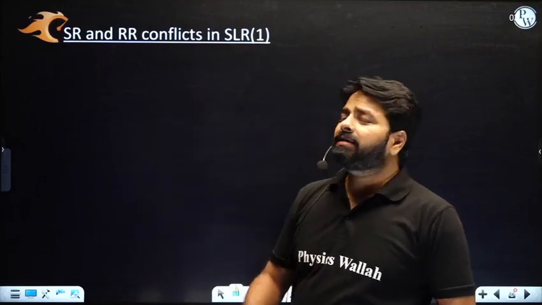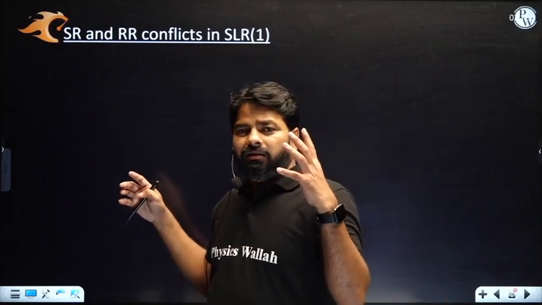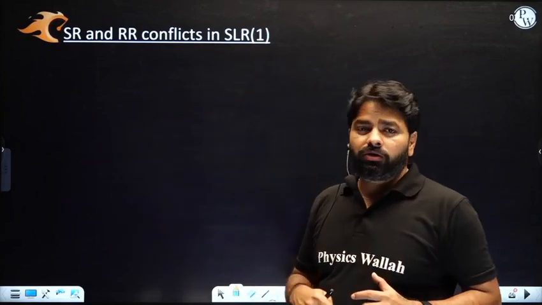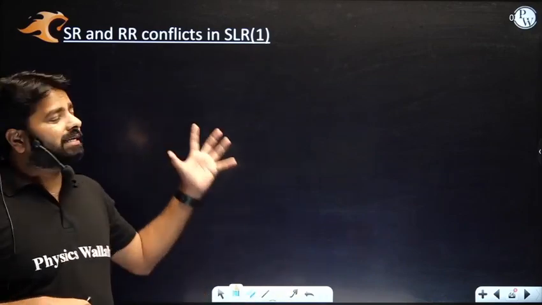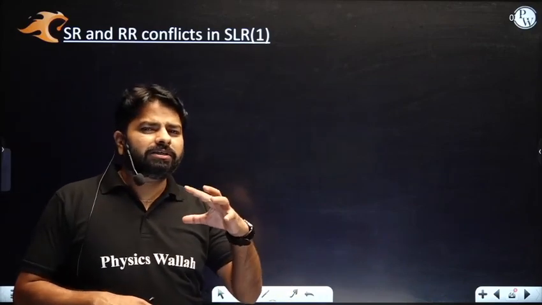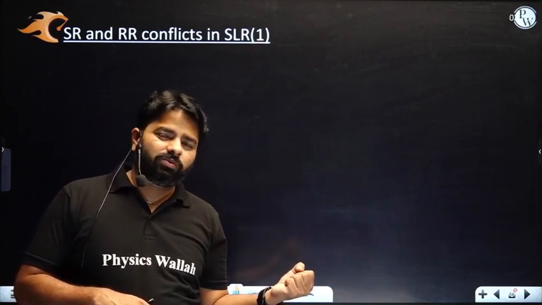Next topic is SR and RR conflicts. These conflicts in SLR1 we are going to look at. Already we have seen them in LR0, and now we are going to see them in SLR1. But here you may ask, sir, how to construct the diagram for SLR1? No need to construct. Why?